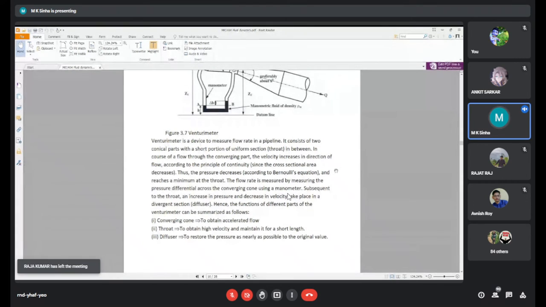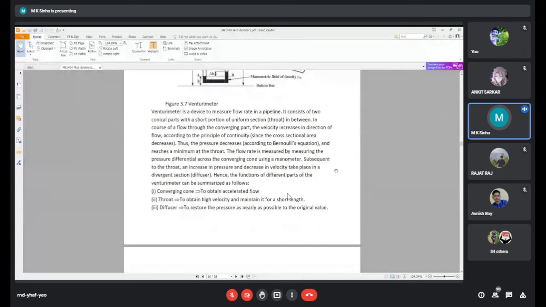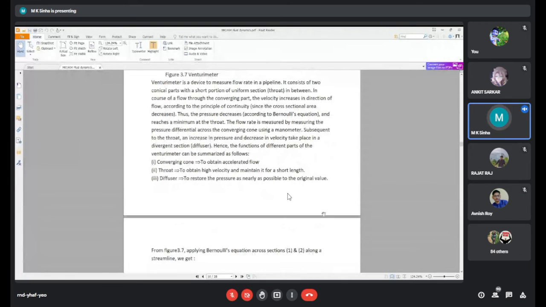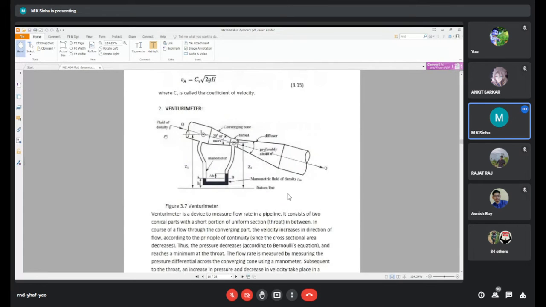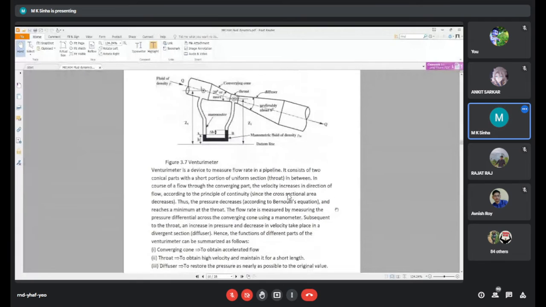Hence the function of the different parts of the Venturi meter is like this. The converging cone accelerates the flow, the throat has high velocity and maintains it for a short length, and the diffuser restores the pressure as nearly as possible to the original. That means the entering pressure is maintained.